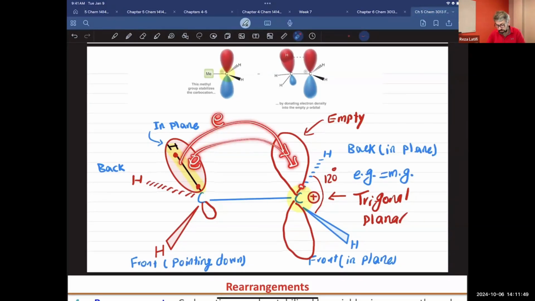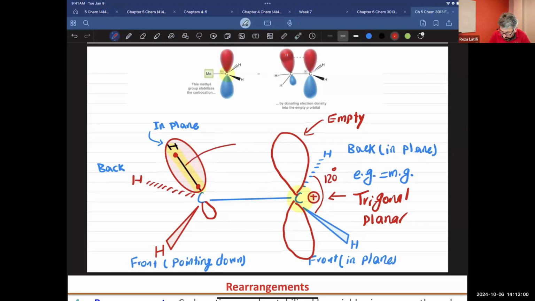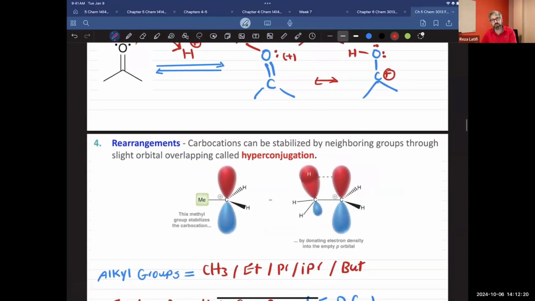And if they get here, now we will have a negative charge. And what will happen? That's going to drop the positive charge. So any interaction between an empty orbital and the sigma bond of, say, carbon-hydrogen or carbon-carbon is going to drop the positive charge. The positive charge is going to go down, and it will make the system happier, more stable. And the term that we use for it, we say hyperconjugation.